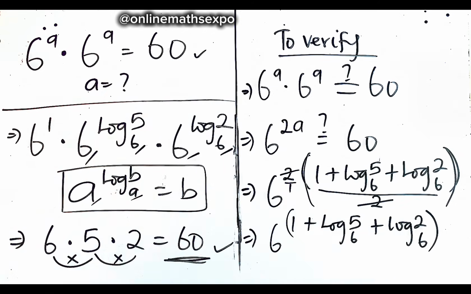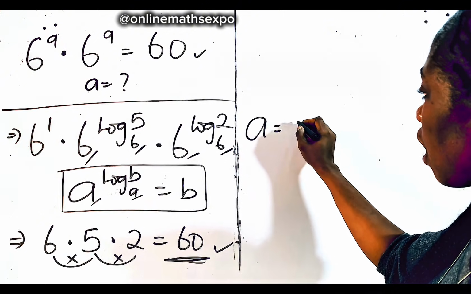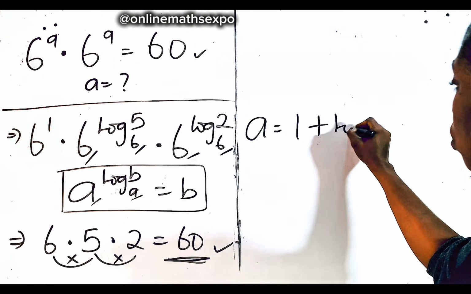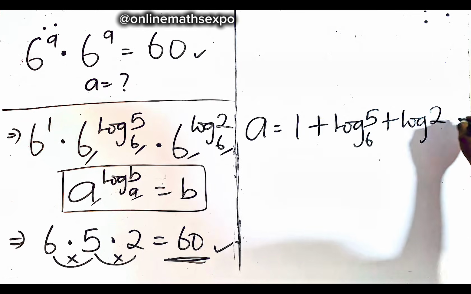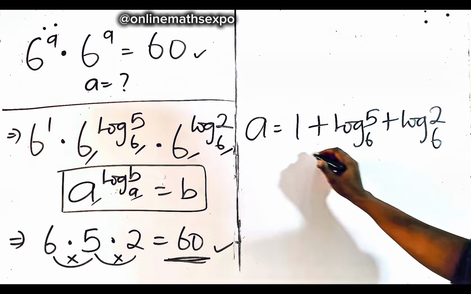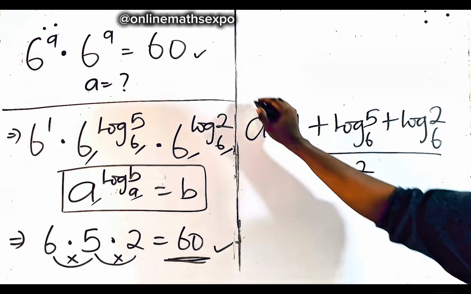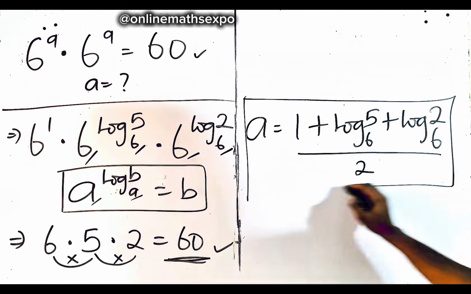So in conclusion, the value of A we got as 1 plus log 5 base 6 plus log 2 base 6 divided by 2 is absolutely correct.